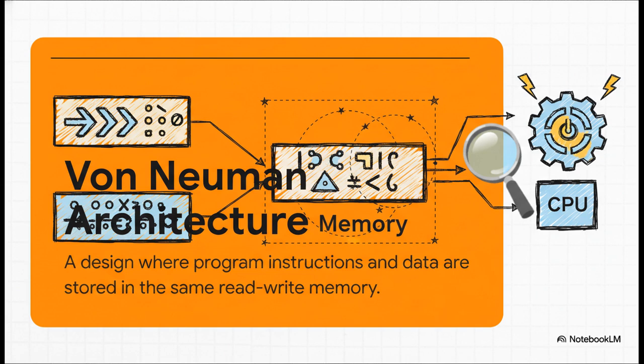See, before von Neumann, the instructions, the what-to-do list, were often stored somewhere totally separate, like on punch cards. His genius was to say, hey, why don't we put the instructions and the data they're going to work on in the same place, memory? That one simple idea changed everything.